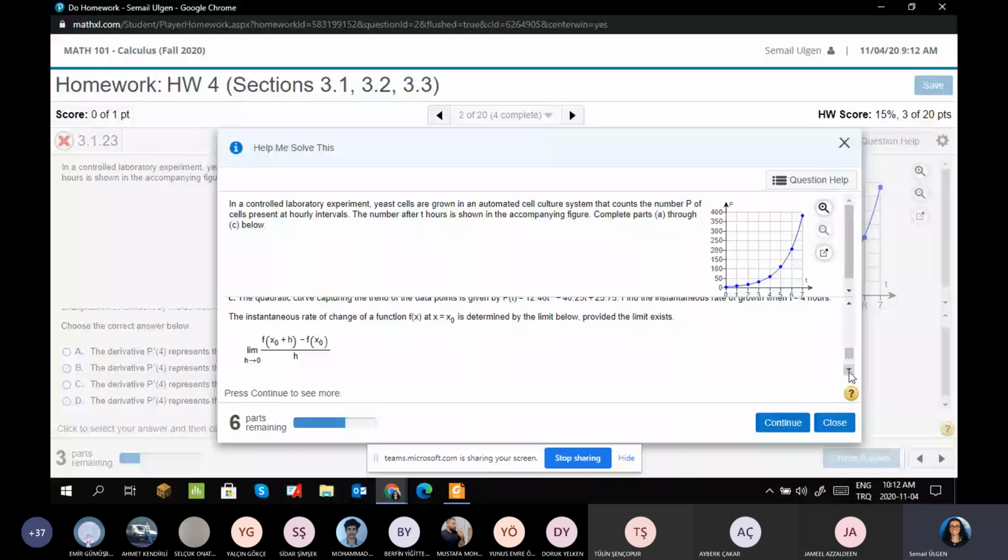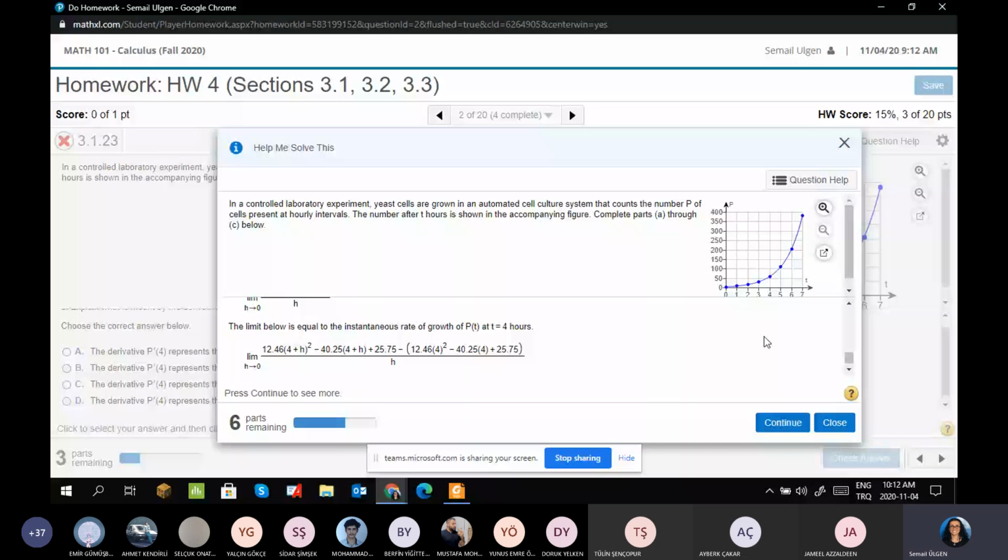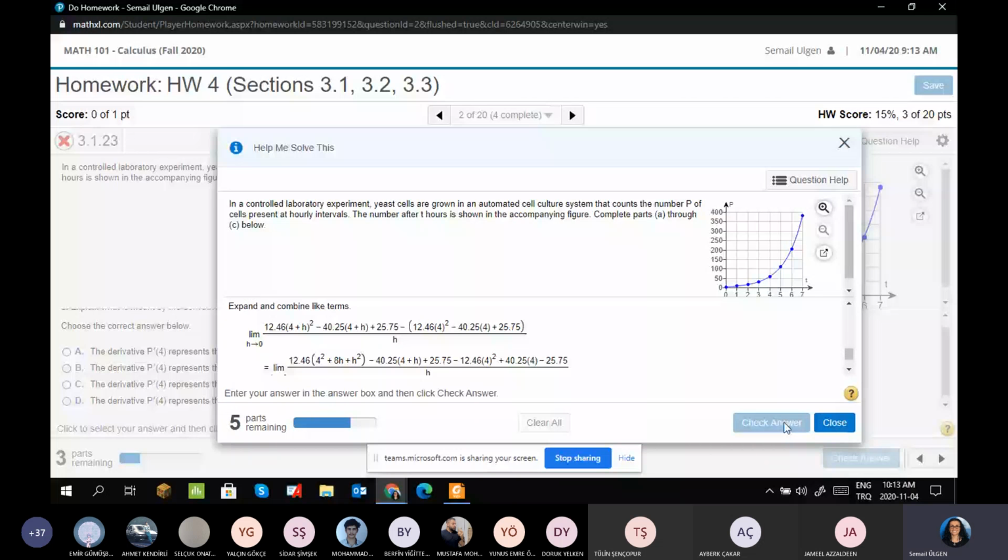(4 plus h) squared minus 40 times (4 plus h) plus 25.75. This is the original function, and then we are going to plug in 4. This is f of 4, and this is f of 4 plus h, all over h. So then we are going to do the simplification. You're going to expand this square.